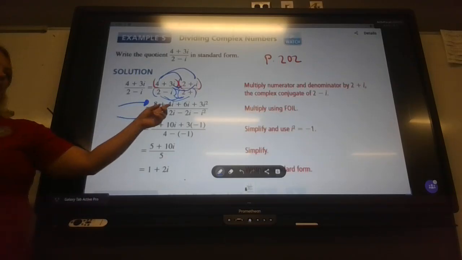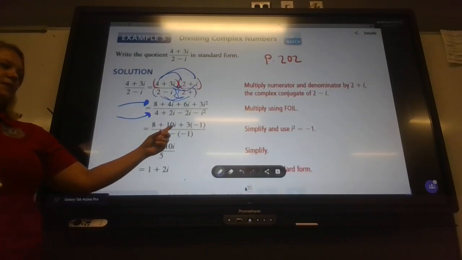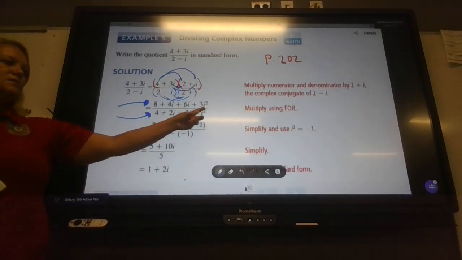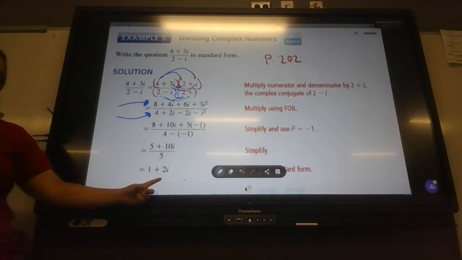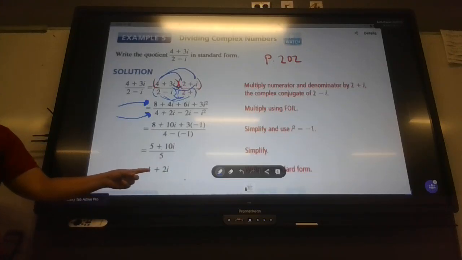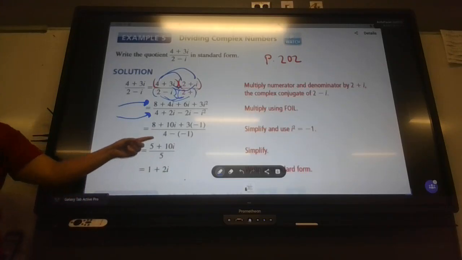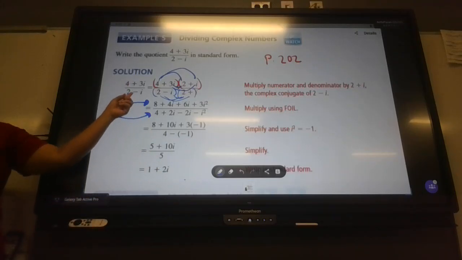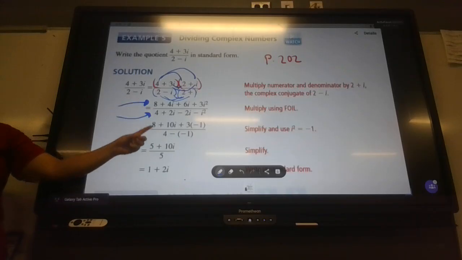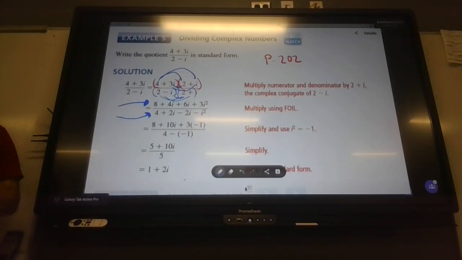Then you combine like terms. 4i and 6i make 10i. You take i squared out, put -1 in. Simplify, reduce. And then your ending result has a real number denominator. The conjugate is extremely effective at taking fractions with imaginary denominators and making them real. This is a nice example.